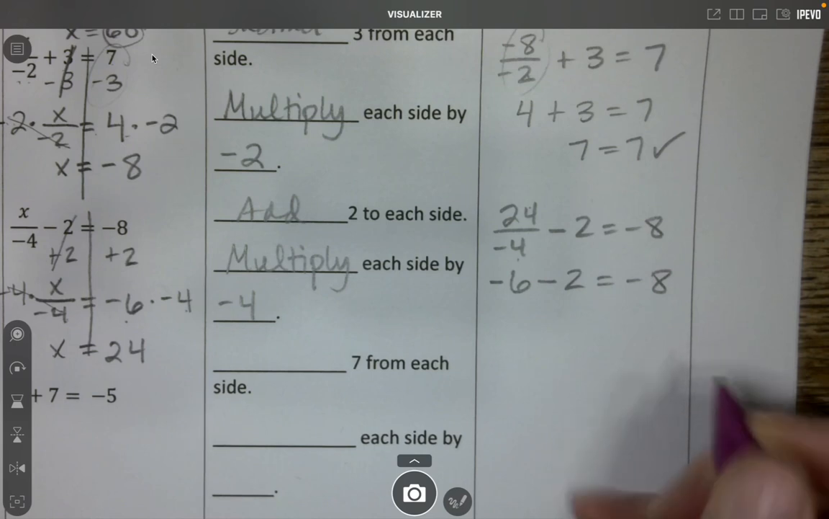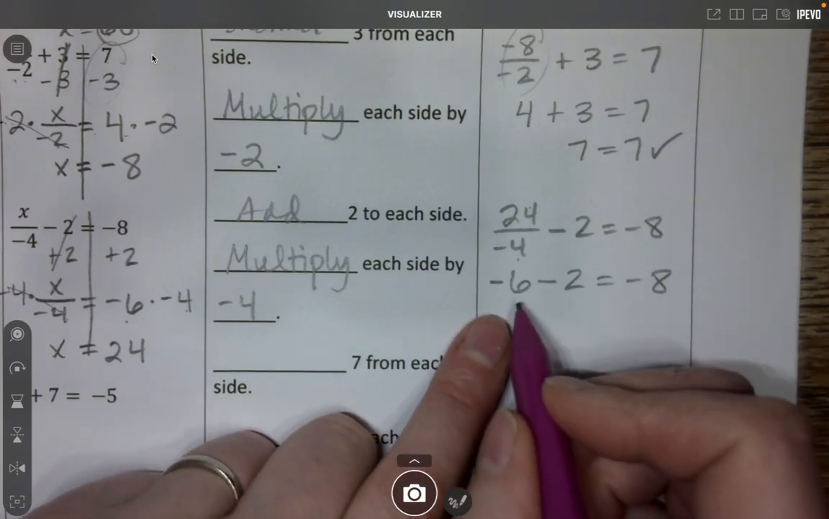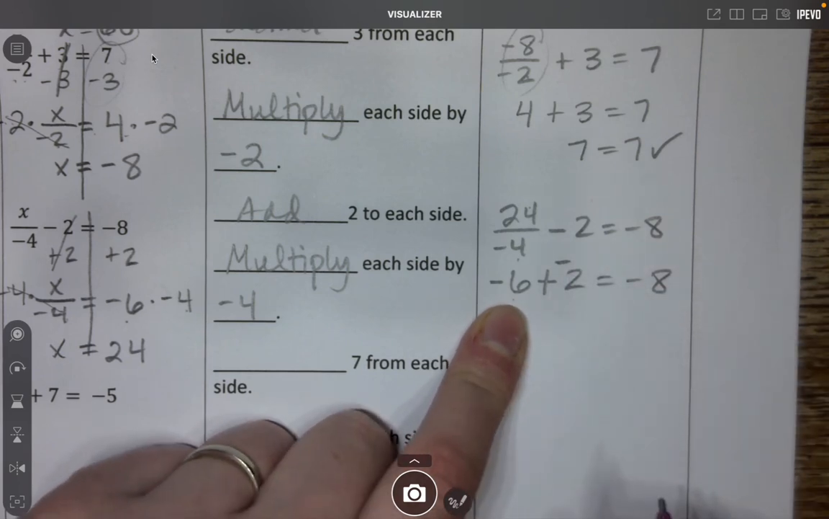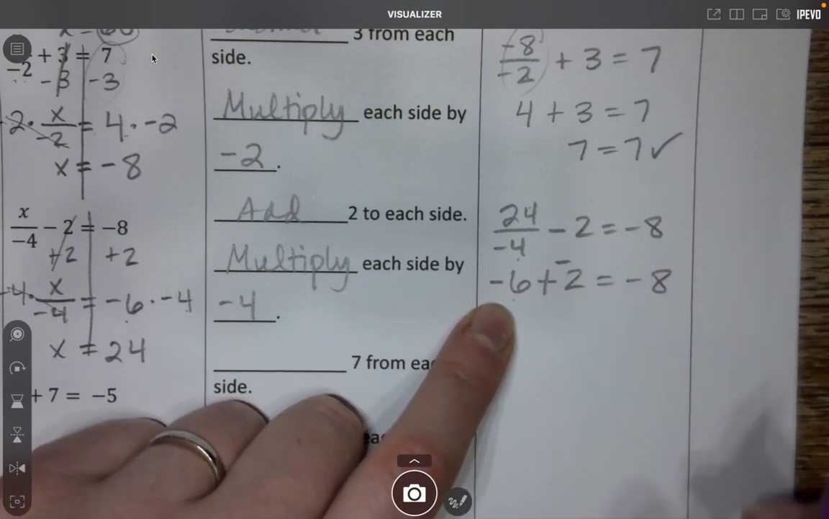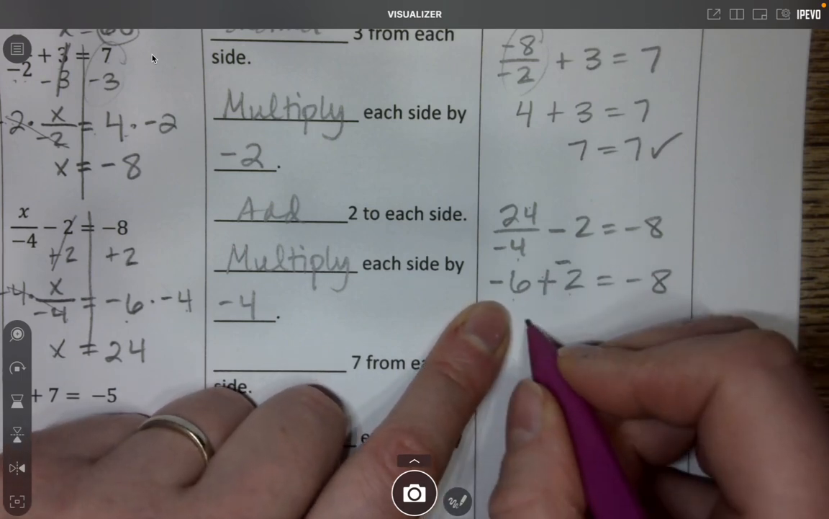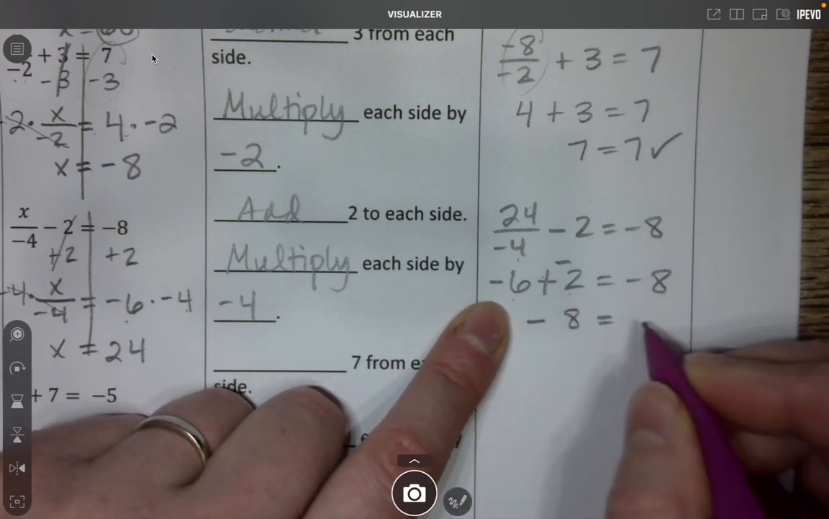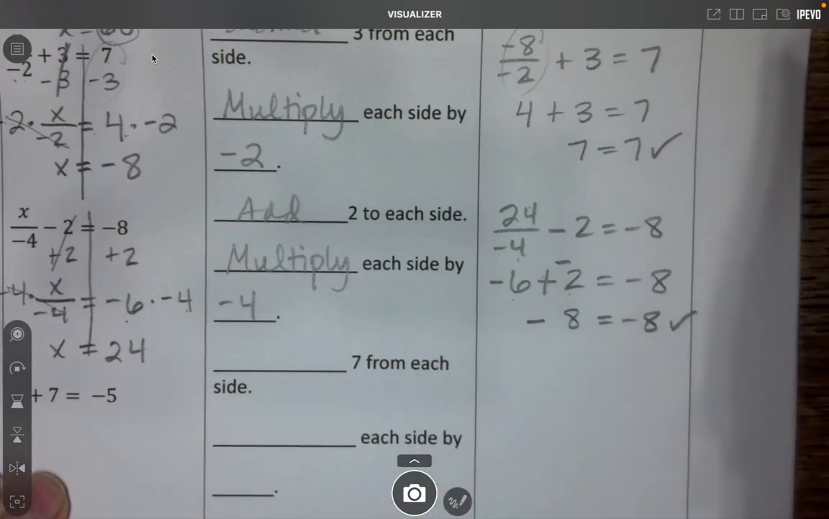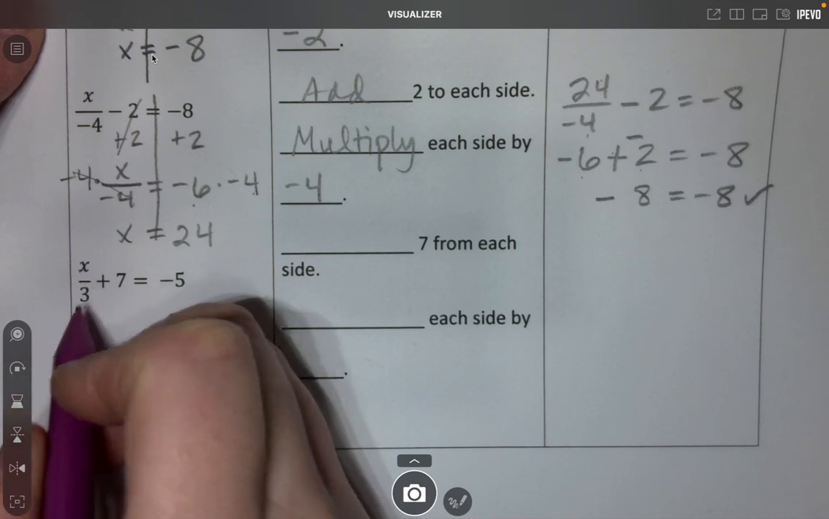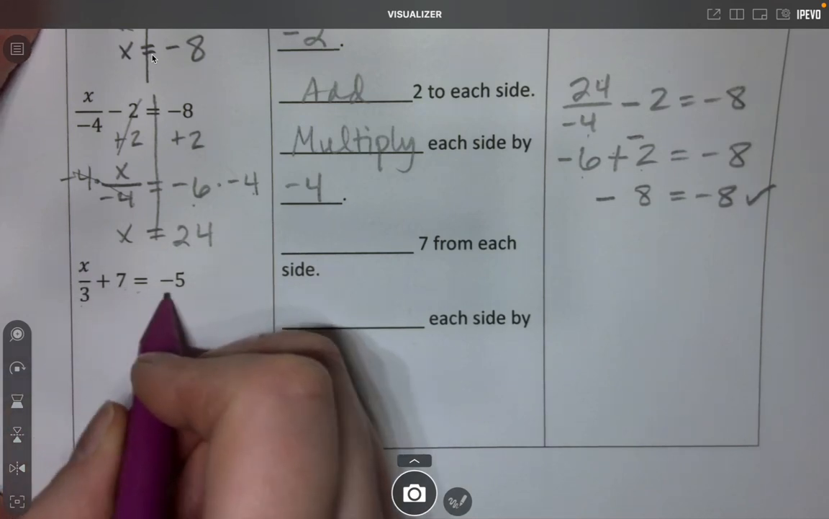And because I'm subtracting, I want to do that keep, flip, change. I'm going to keep the -6, change this to plus and this one to a negative. So I'm adding the opposite. I'm adding a negative. -6 plus -2. When I add two numbers that are the same sign, it's still negative, but it'll be a -8. So it works again. And our last problem, x divided by 3 plus 7 equals -5.